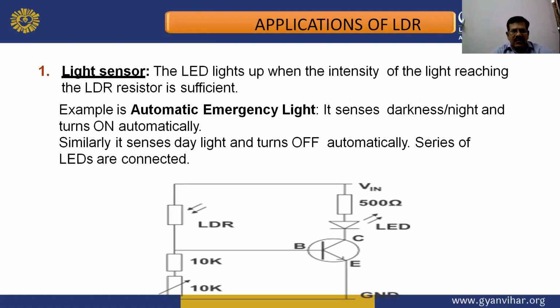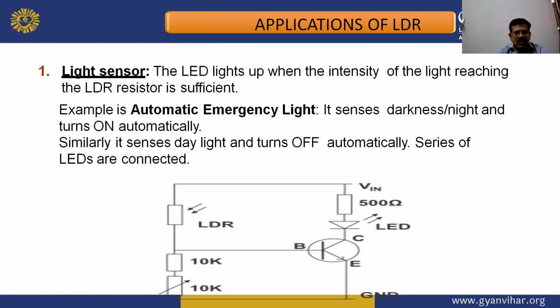And what is the application of LDR? One application of LDR is as a light sensor. The diagram is shown in this figure. There are different values of resistance, one LED device, and one transistor that has three terminals: base, collector, emitter, and these are connected as shown in this graph. The LED lights up when the intensity of the light reaching the LDR is sufficient. So this is the condition for the LED to light.